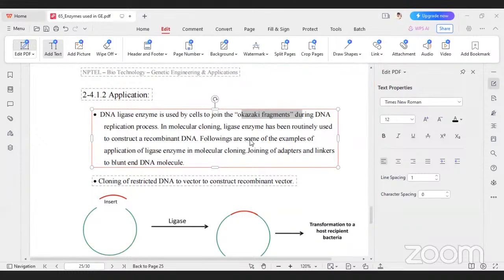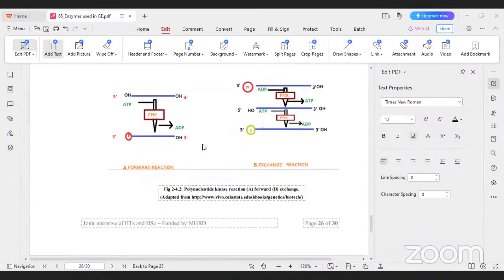Next one: polynucleotide kinase, no need.